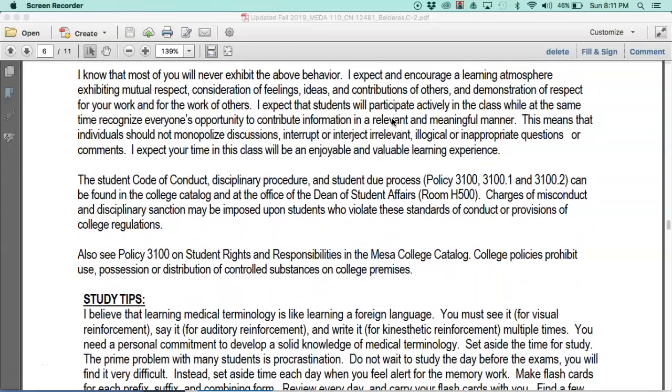I really have never had anybody exhibit this behavior, and I don't anticipate any of you will either. I think we'll have a lot of fun in this class. If you have anything you need, just email me and we'll work it out.